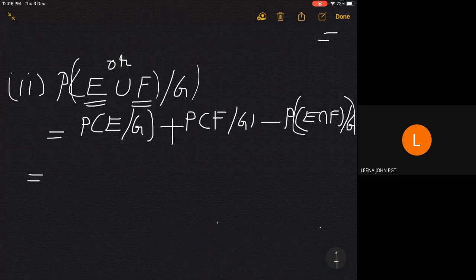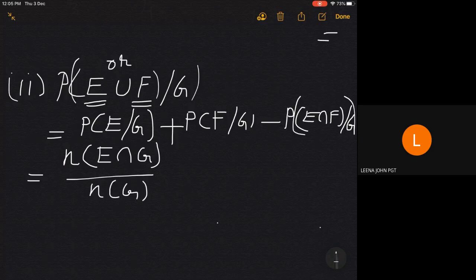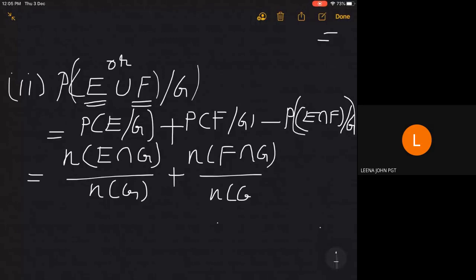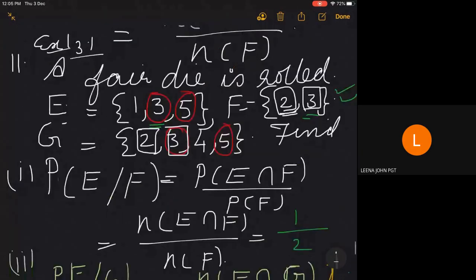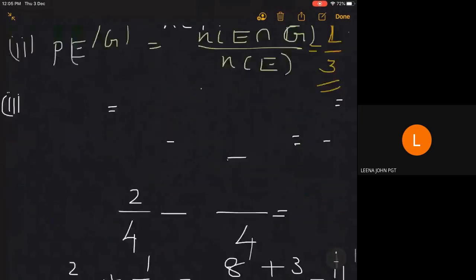And that is equal to P of E given G, as per the definition formula, it is N of E intersection G by N of G, plus N of F intersection G by N of G, minus N of E intersection F intersection G by N of G. We know everywhere the denominator is 4. G has got 4 elements. Okay, N of G is 4.